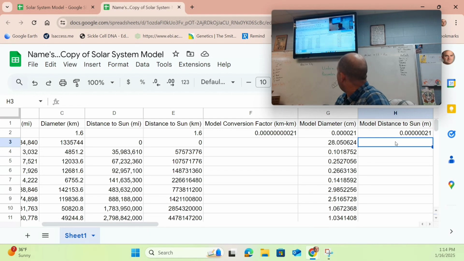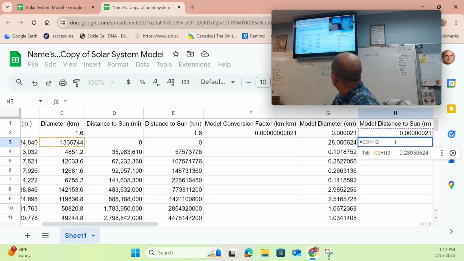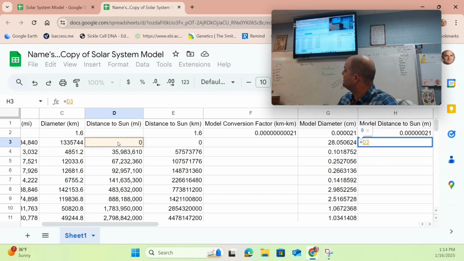And then we're going to say, hey, equals. We want model distance to sun. This first row is of the sun. So it should, we have, oh, look, this is perfect. It is trying to grab back the diameter of this. I don't want it to have, we're doing distance. So you will have to click distance to sun. Oops, not in miles. No.